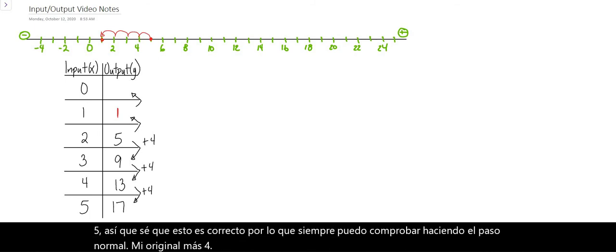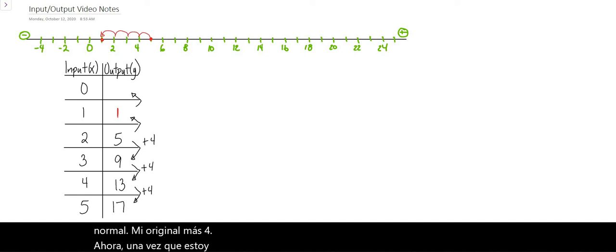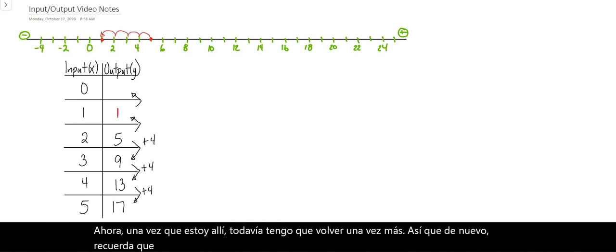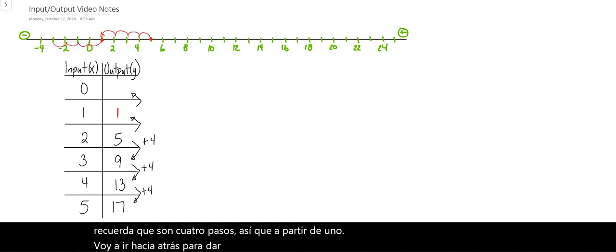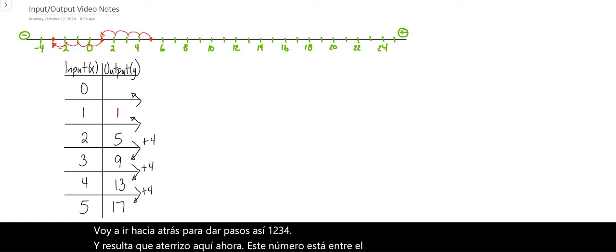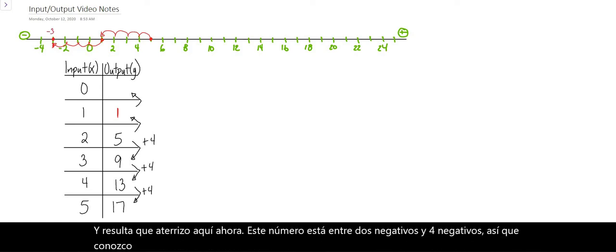Now once I'm there, I still have to go back one more time. So again, remember, it's 4 steps. So starting at 1, I'm going to go backwards 4 steps. So 1, 2, 3, 4. And it turns out that I land here. Now this number is between -2 and -4, so I know this number is -3. So that must be my first number here.